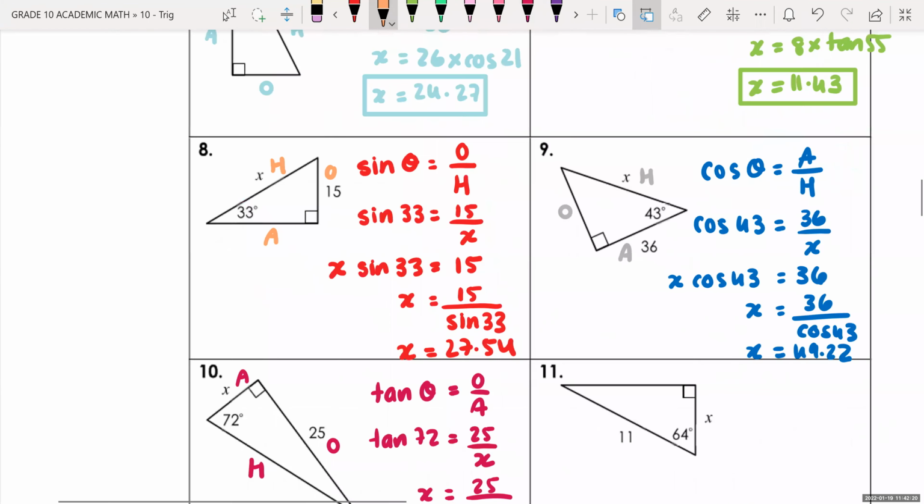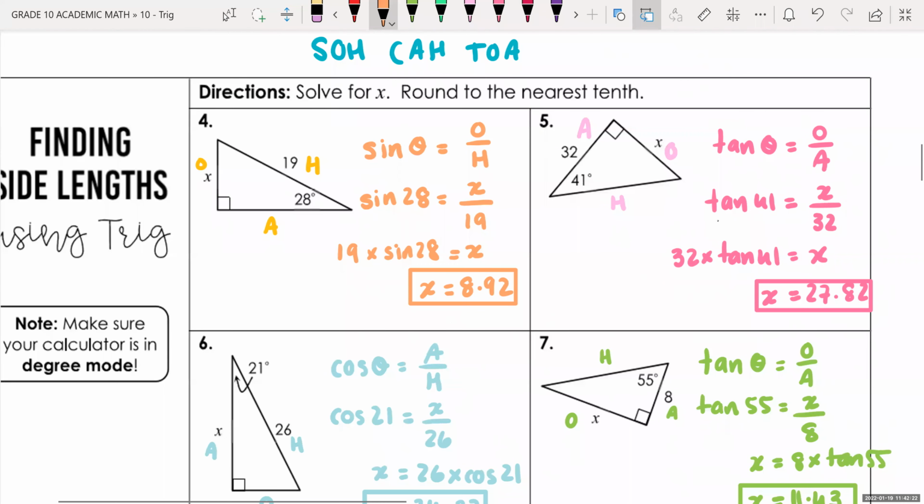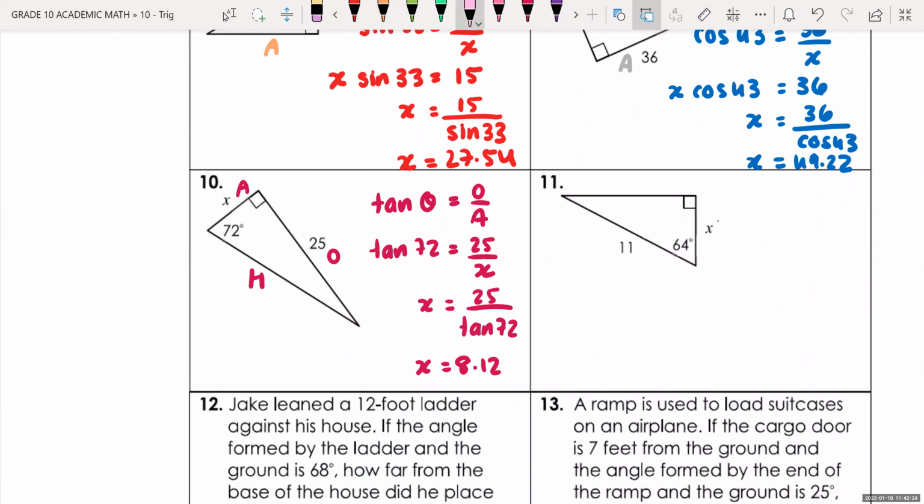Okay, last question. Yeah, 8.2 is what I got as well. All right, for this one, this is our hypotenuse. This is opposite. This is adjacent. So what do you think we're going to be using? It's not going to be sine. It's going to be cosine, exactly. So it's going to be cos theta is equal to adjacent over hypotenuse. Cos 64 is equal to x over 11.